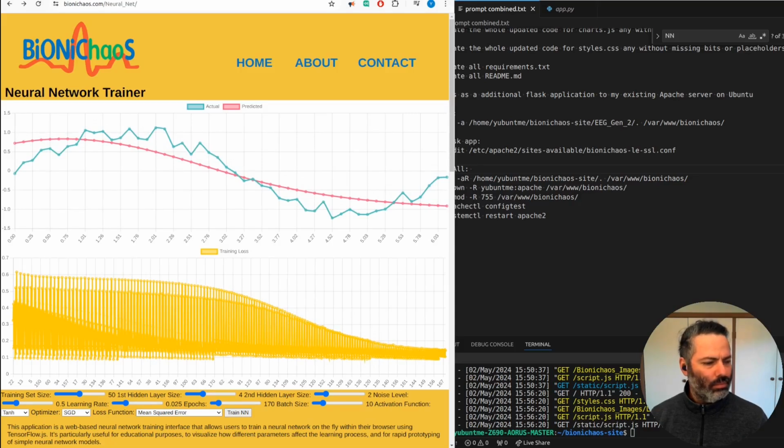Experiment systematically. Change one hyperparameter at a time to see its effect on the model's performance. This can help you understand which parameters are most sensitive and need careful tuning. Based on these suggestions, you can adjust your training script to conduct more systematic experiments and converge on an optimal set of parameters that yields the best performance for your sinusoidal prediction task.